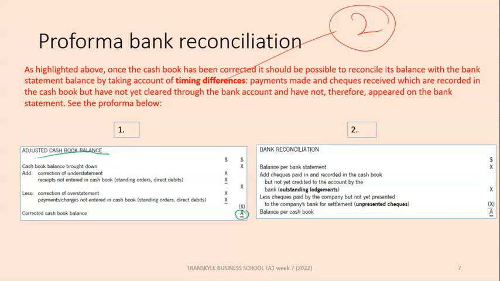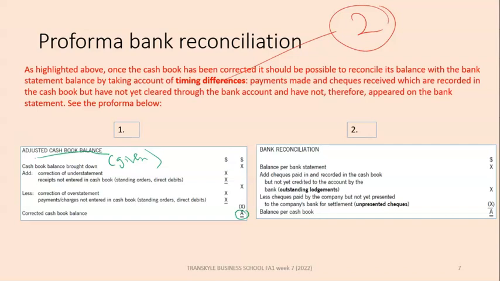So this is how we are going to do it. This is how we are going to play the game. You are going to be given a balance, the cash book balance brought down. This is the brought down here. This is the balance given, before certain errors have been highlighted.